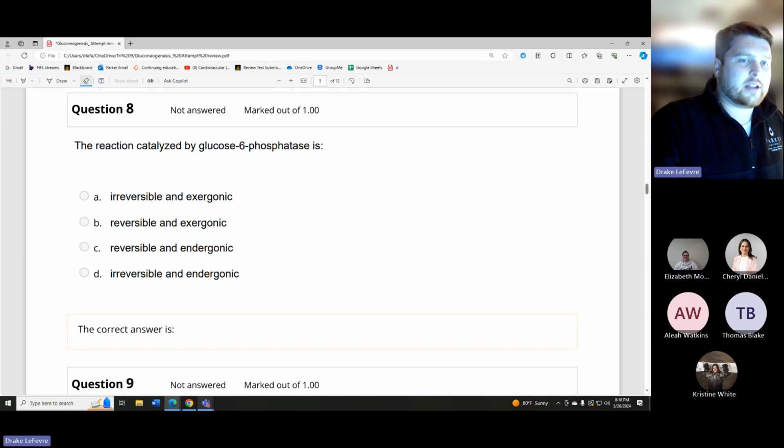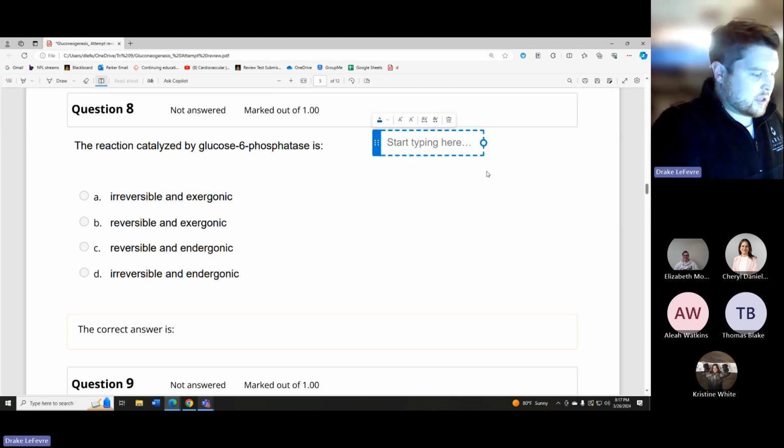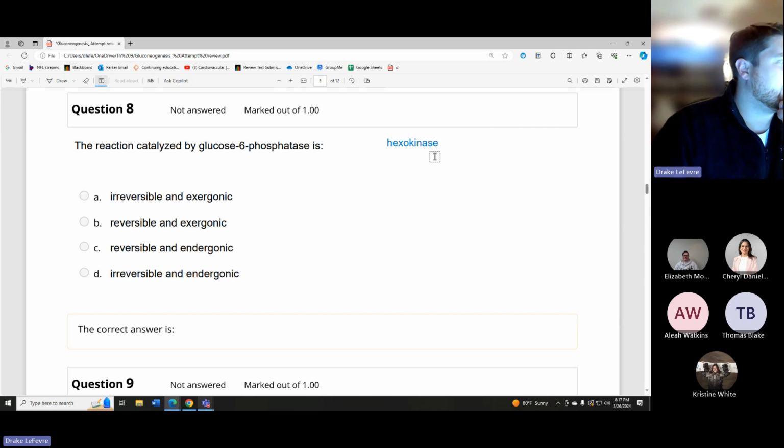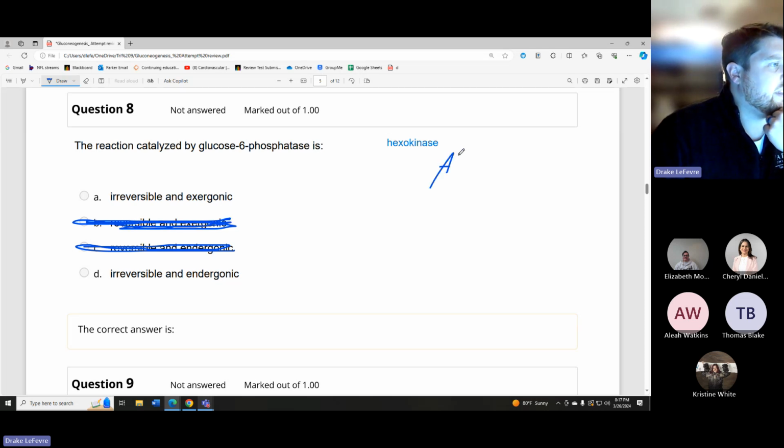Okay. The reaction catalyzed by glucose 6-phosphatase is which of the following? Irreversible and exergonic, reversible and exergonic, reversible and endergonic, or irreversible and endergonic. Let's break this up into two parts, first of all. The reaction of glucose 6-phosphatase is going to be very, very similar to our hexokinase reaction. It's going to be similar, not the same. So looking at it like that, is it going to be irreversible or reversible? Irreversible. Right, so it's irreversible right out of the gate because we know that same enzyme can't do the job. We have a separate enzyme doing that job, especially because with the hexokinase, we need an ATP to change from glucose to glucose 6-phosphate, and using ATP releases a whole bunch of energy, right?